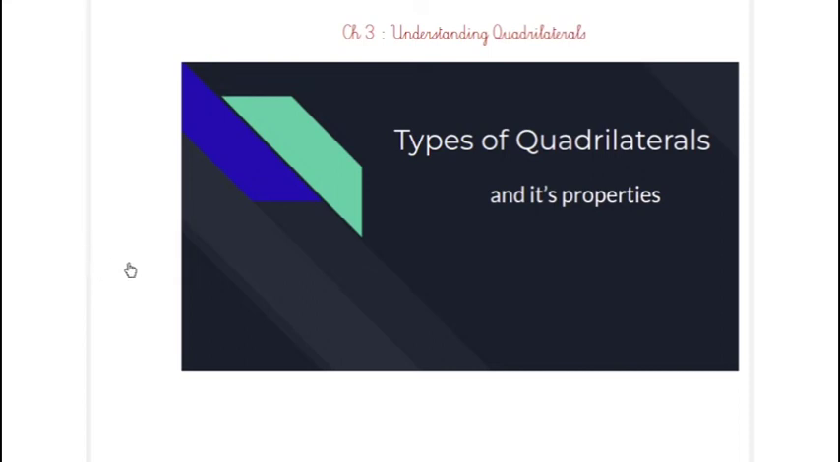Hello everyone, in today's class we will discuss types of quadrilaterals and its properties.